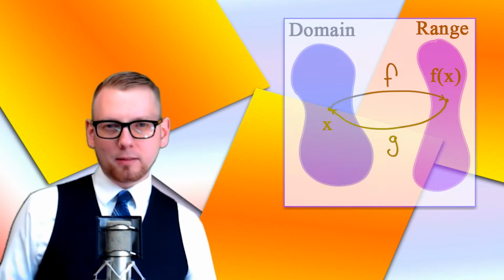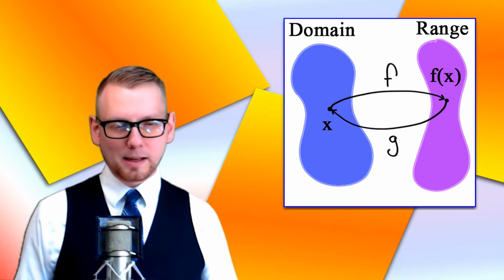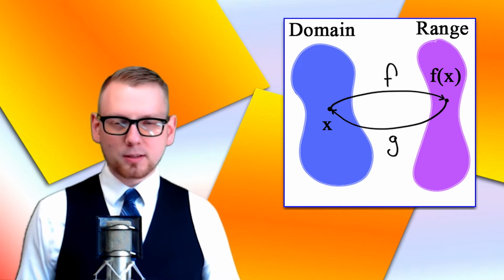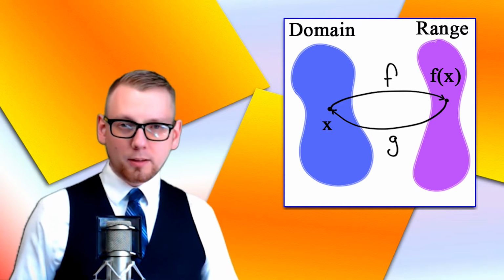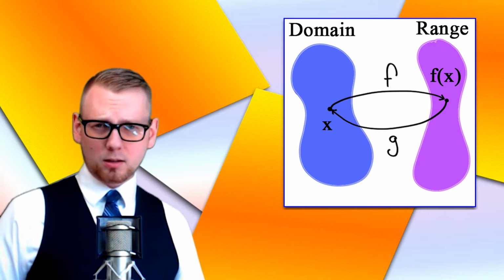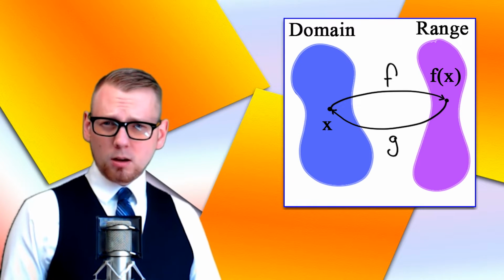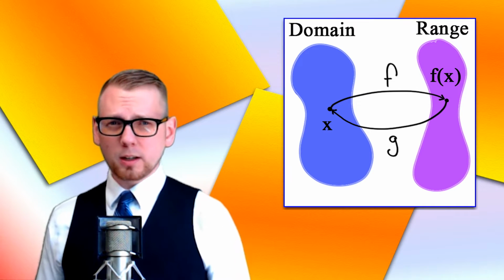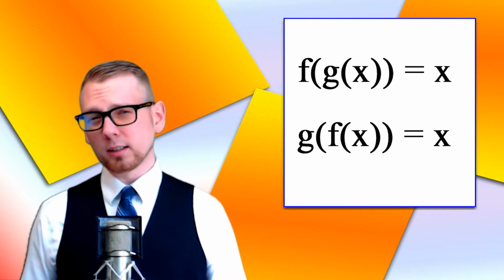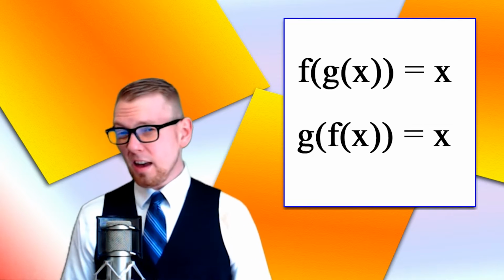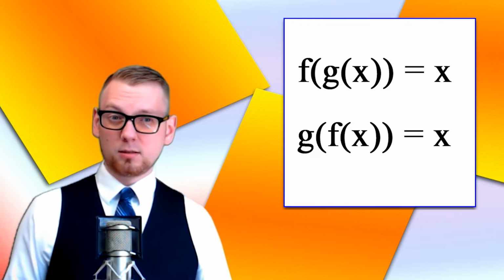Let's go! Alright, so the inverse of a function basically just undoes what the other function did. So for example, you have this function f that takes all these x's in your domain and turns them into outputs, this f of x. Well, an inverse is this function g that takes all your outputs and returns them all to those regular values x. In other words, g of f of x is x, and f of g of x is x.